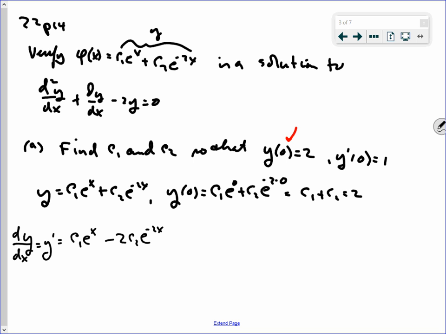Now the second initial value condition we've got here says when I plug a 0 into that, I should get a 1. So y prime of 0, c1 e to the 0, minus 2c2 e to the minus 2 times 0, c1 minus 2c2, that's equal to 1.